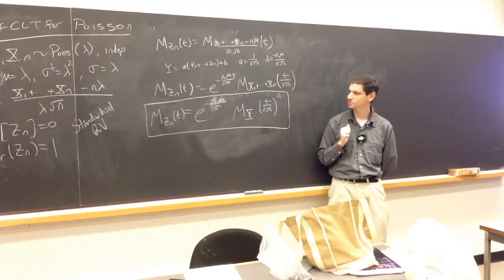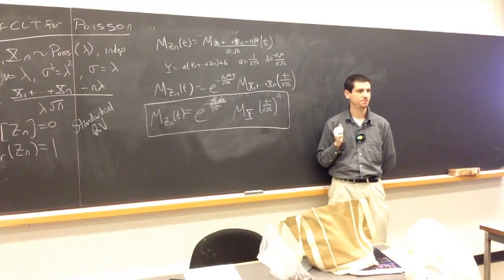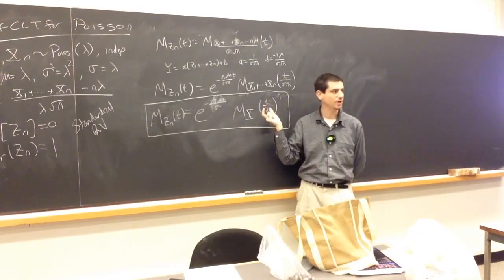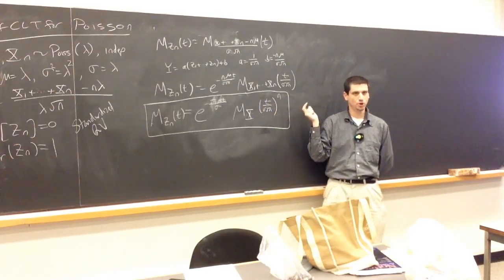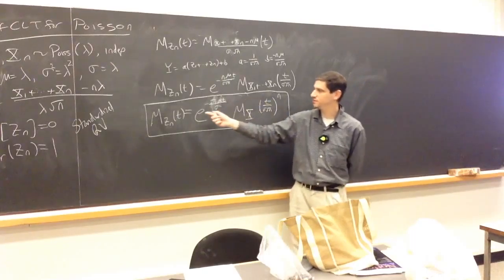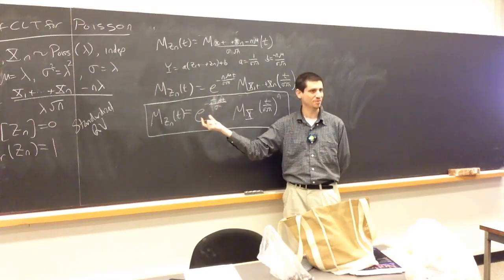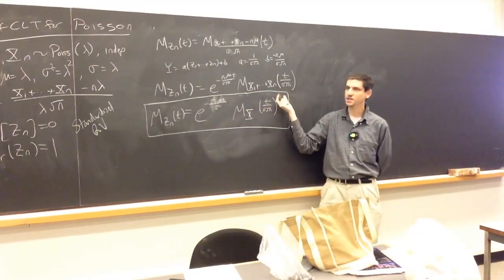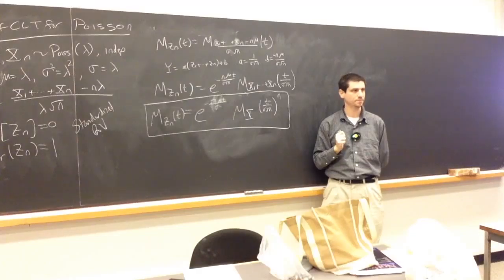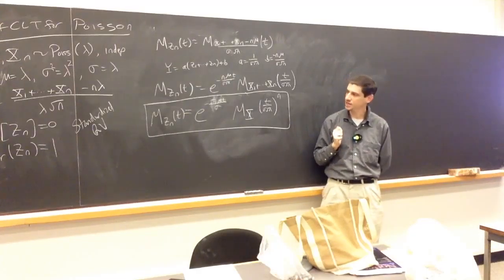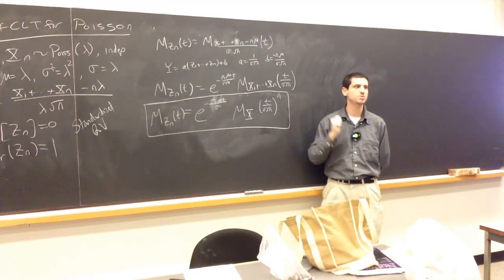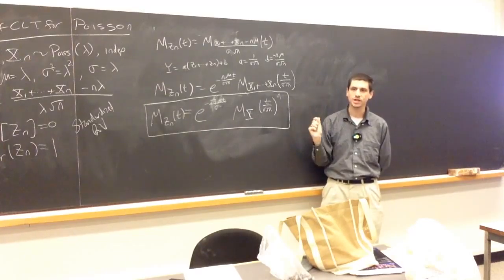What do you want to do at this point? What's your instinct? Logs. Take logs. We have a product going on here, something to the nth power. Normally you would take logarithms of both sides. I've got an e to a something, that is set up nicely for a logarithm. I've got this raised to the nth power, that's set up nicely for a logarithm. I am not going to take logarithms right now because the Poisson is so nice. But in general, you would take logarithms.